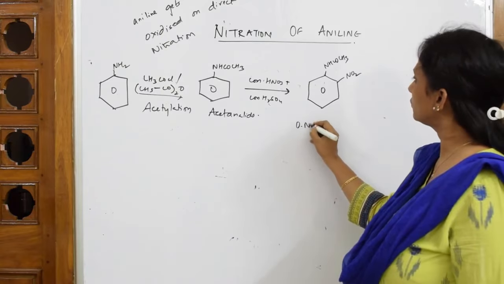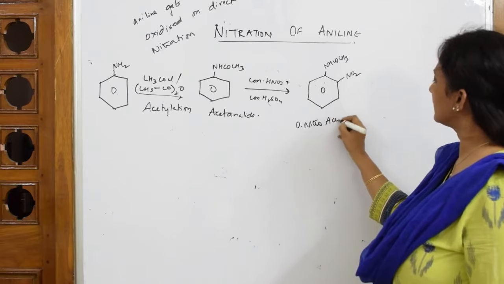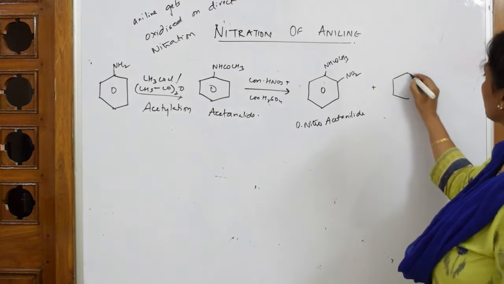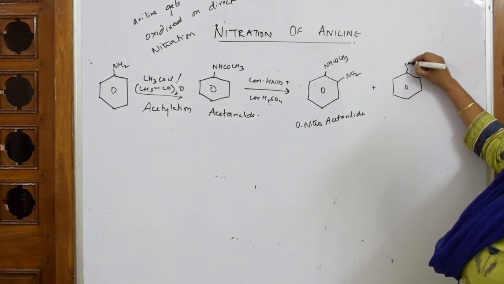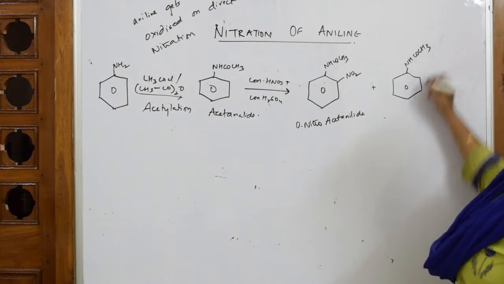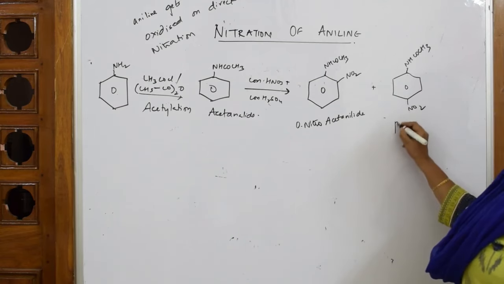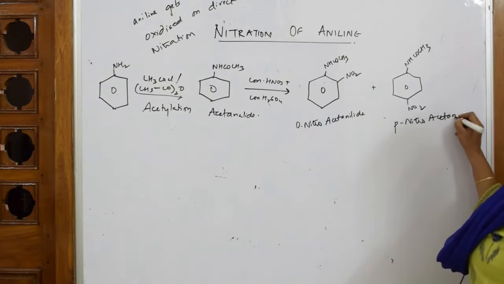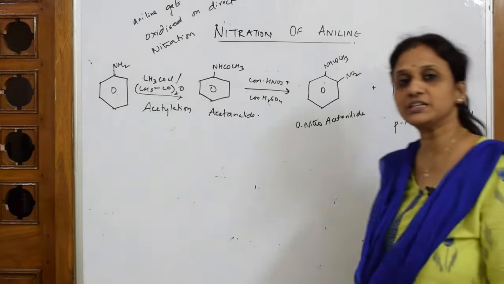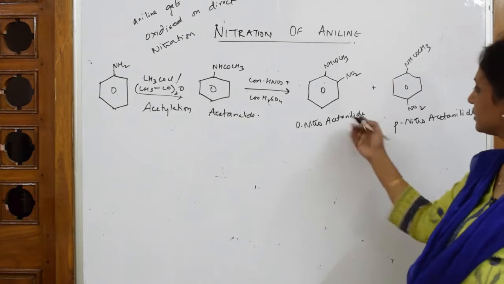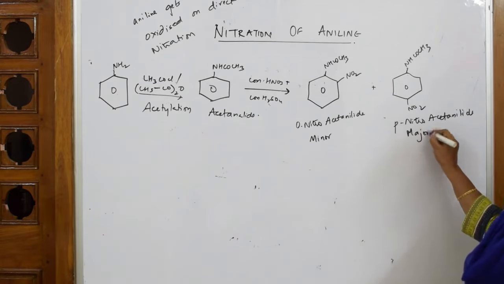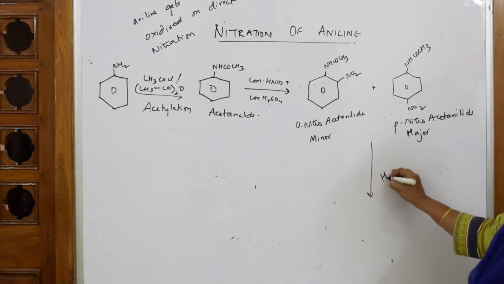This is ortho-nitroacetanilide plus para-nitroacetanilide. These two are the products. Acetanilide, done. So still our nitroaniline is not formed. Now which is the minor product, this is the minor product, this is the major product. Then we are going to further hydrolyze it.